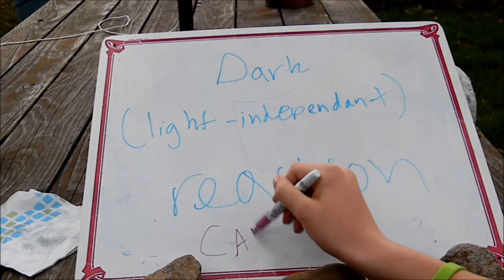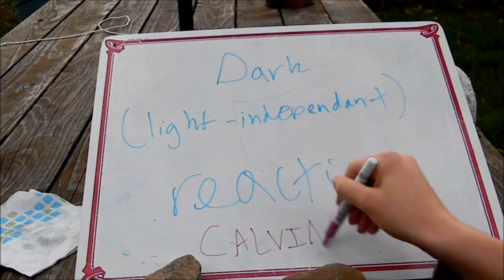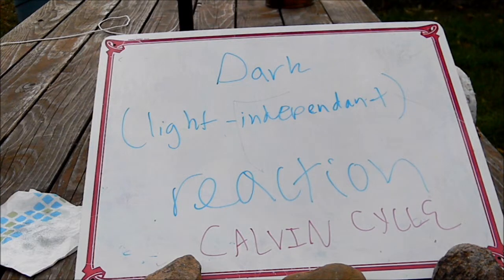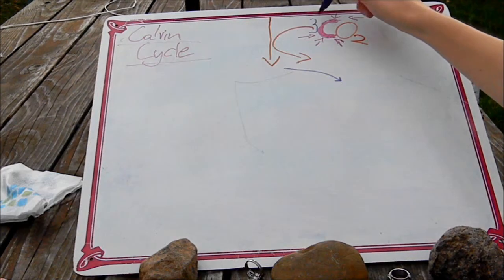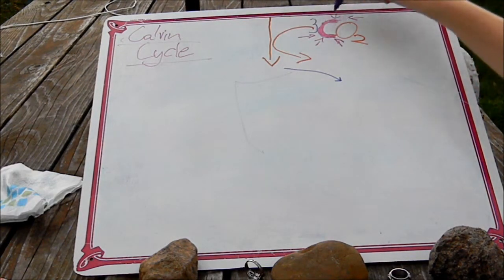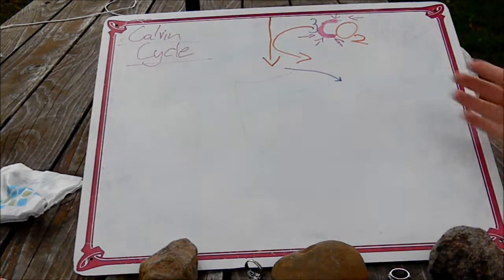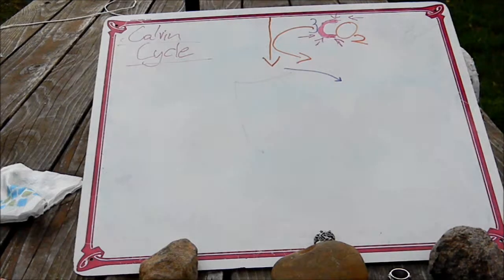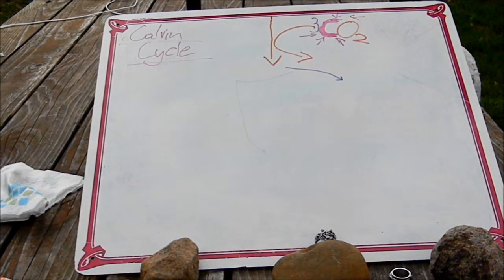This is the dark reaction, which doesn't depend on light. It is also called the Calvin cycle. So this is the Calvin cycle. So this is where carbon dioxide comes in. The plants absorb it into their leaves through their stomata, which are tiny little pores in leaves.